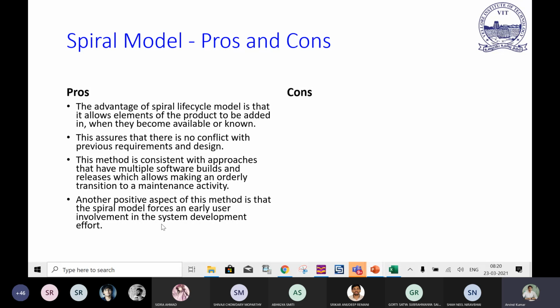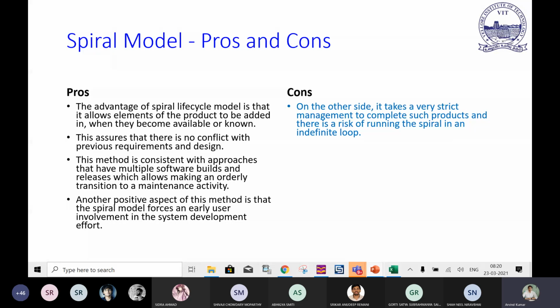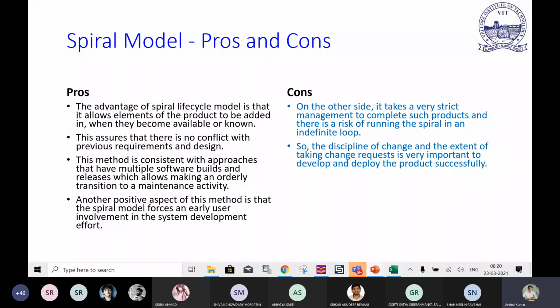If you see, it takes very strict management to complete such a product, and there is a risk in running a spiral in an infinite loop. It's not going to complete like government projects. You have to keep working in that loop because there is no end where you can end this particular model or project, right? So limiting the time is very difficult. However, you can limit time for a particular spiral completion, but again, it's very easy to find drawbacks in any model or any project. So again, you have to start.